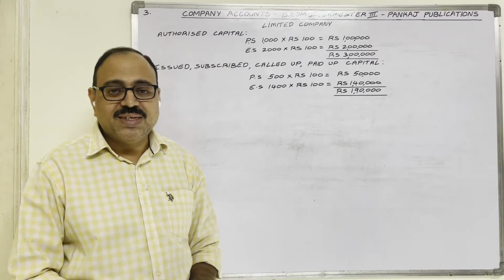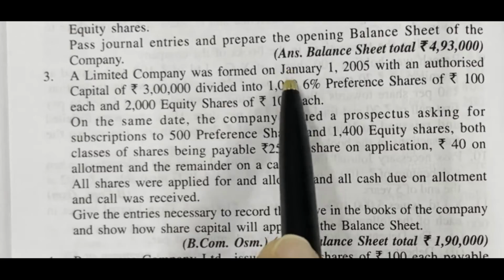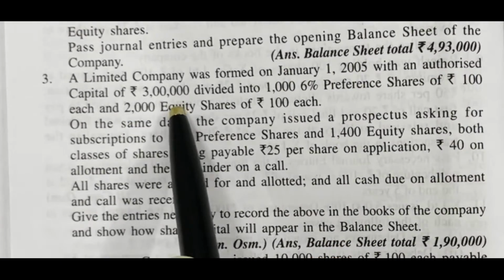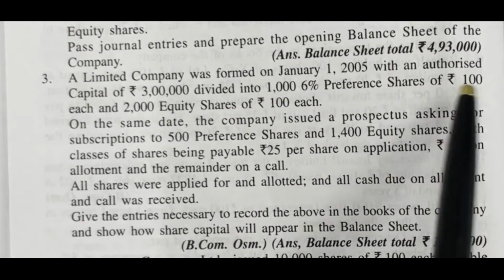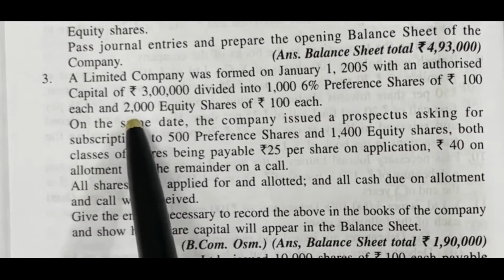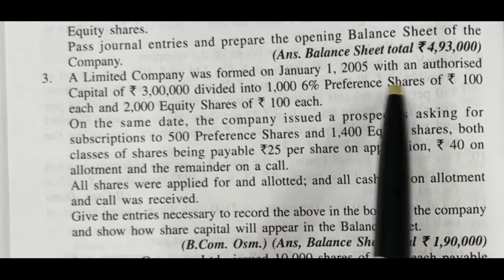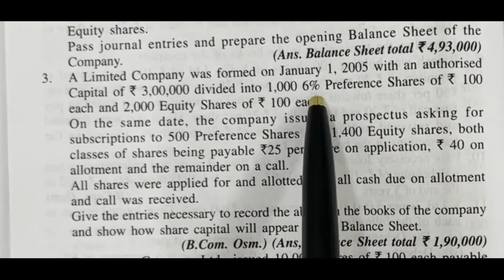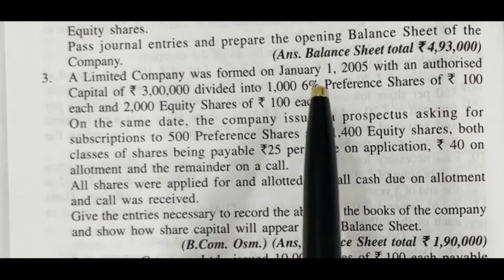Let us see the question first. This is the third problem. A limited company was formed on January 1st, 2005 with an authorized capital of 3 lakh rupees divided into 1000 6% preference shares of 100 rupees each and 2000 equity shares of 100 rupees each. Here, when we buy preference shares, the dividend is fixed. So the company is going to pay 6% dividend per annum to preference shareholders. That is the meaning of this 6%.